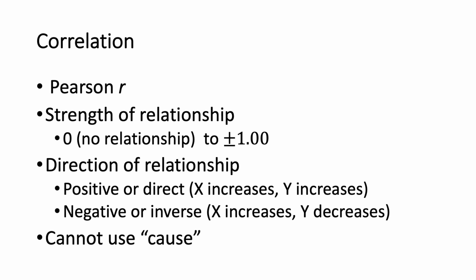So to sum this up, for correlation, we assign a number that's called the Pearson R. It shows you the strength of the relationship. So 0 means there's absolutely no relationship there between the data points. And it goes all the way to either a plus or a minus 1.00. The Pearson R also shows you the direction of that relationship. Is it positive or direct? And that means as X increases, Y increases. Or is it negative or inverse? When X increases, Y decreases.